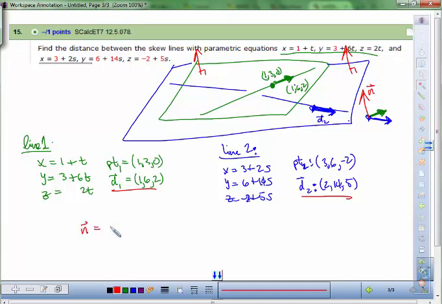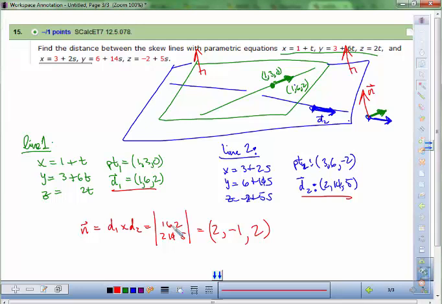So our normal vector is going to be d1 cross d2, and it doesn't matter what the order is, because whether it's going up or going down, it's still a normal vector, it's going to work fine. So in the I direction, I have 30 minus 28 is 2. In my J direction, I have negative, and then a 5 minus 4, negative 1. And in my K direction, I have 14 minus 12, 2. So that's my normal vector. Is that right? Okay.